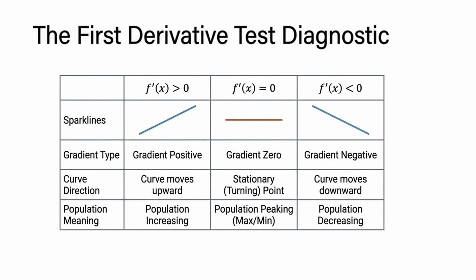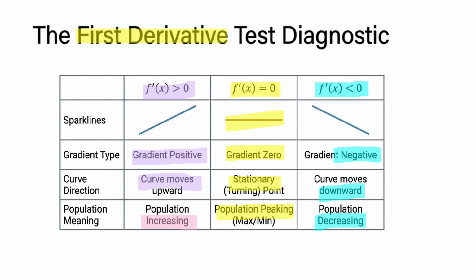Before we save the birds, let's look at our most powerful tool. The first derivative test. Think of the first derivative f'(x) as a diagnostic scanner for our population curve. If our derivative is greater than 0, we have a positive gradient, meaning our population curve is moving upward and growing. If it's exactly 0, the population has peaked or bottomed out. This is our stationary or turning point. And if it's less than 0, the gradient is negative and our population is decreasing. Keep this cheat sheet in mind.